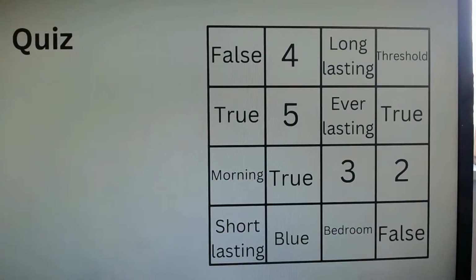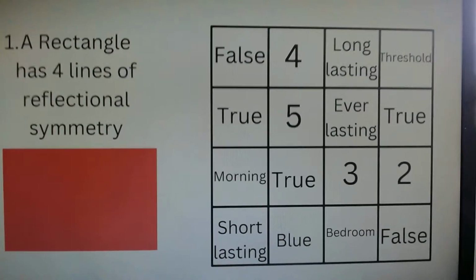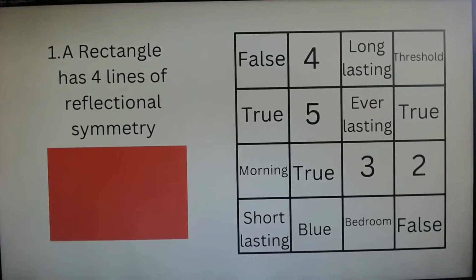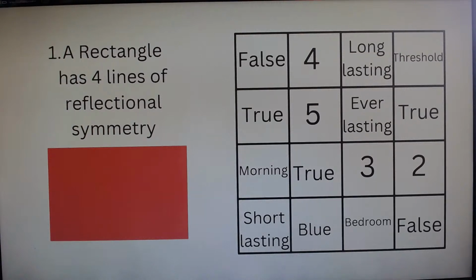Okay. So question 1. A rectangle has 4 lines of reflectional symmetry. Is that true or false? If you can see the answer on there more than once, you can just cross off any of them. It doesn't matter which. True or false? So you can cross it off or colour it in.